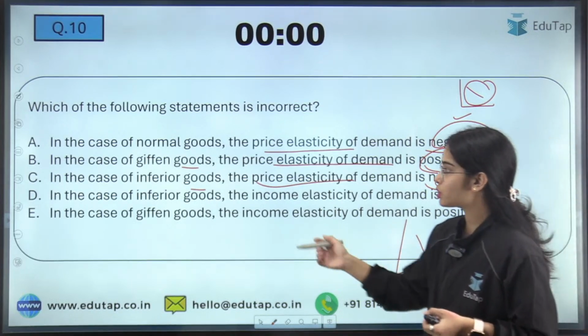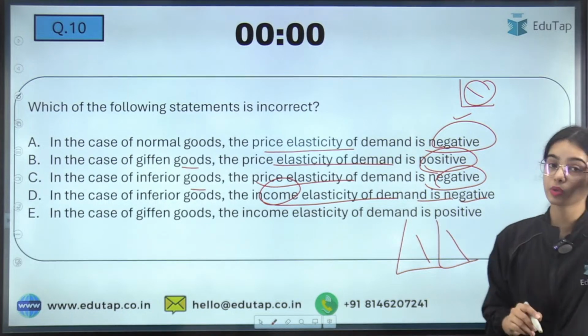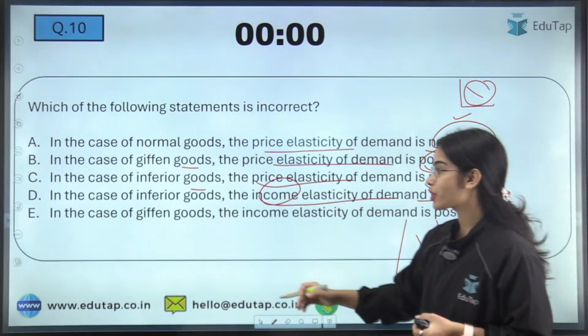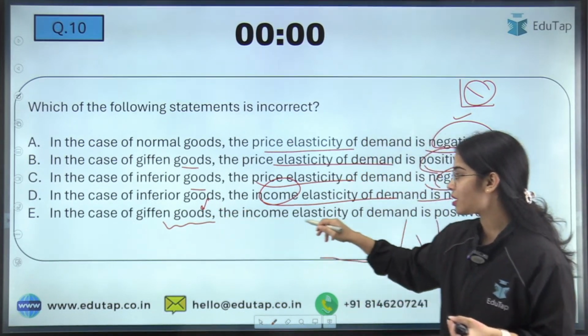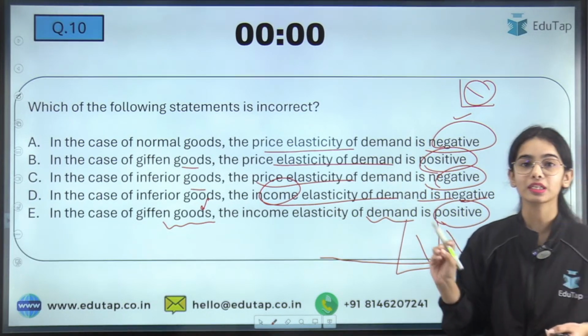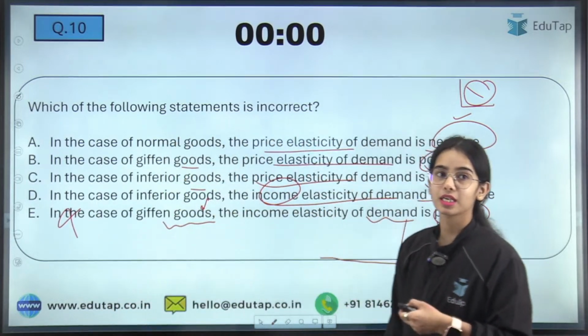In case of inferior goods, the income elasticity of demand is negative. That is correct. In case of inferior good, they have negative income elasticity also. In case of Giffen goods, now the Giffen goods are a kind of inferior goods, because the income elasticity of demand for the Giffen goods is also negative. So here the answer will be E, because E statement is wrong. Okay.